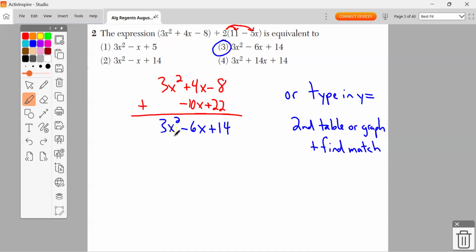Line them up. Put your x squareds underneath your x squareds, your x's underneath your x's, your constants underneath your constants. So then we want to add going down. When we add going down, we get that trinomial, which is choice three.